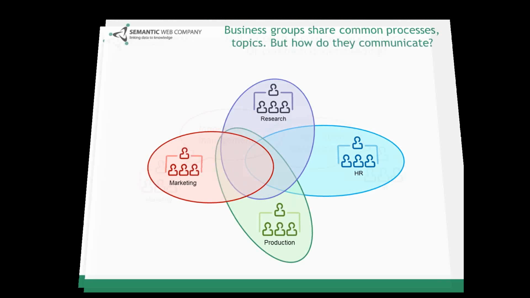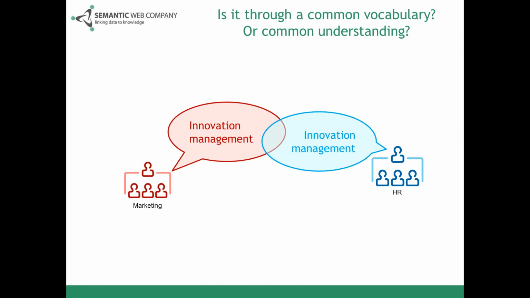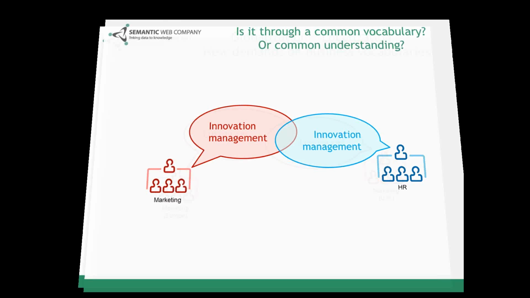So, business groups share common processes and topics, but how do they communicate? That's the actual question. If marketing talks, for instance, about innovation management, do they talk about the same thing when HR is talking about innovation management? Do they have the same things in mind? Do they use the same word only for different things? Or is it really the same concept behind? So how does common understanding actually work?